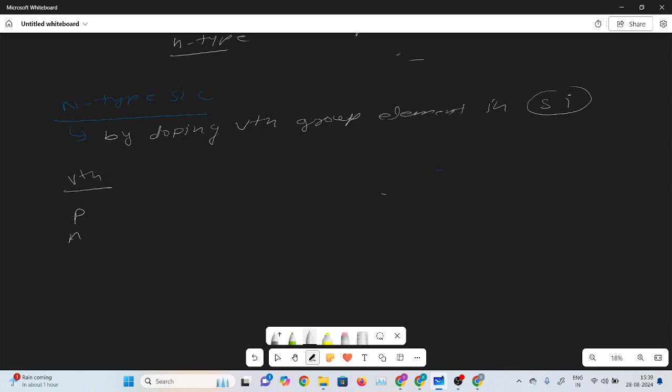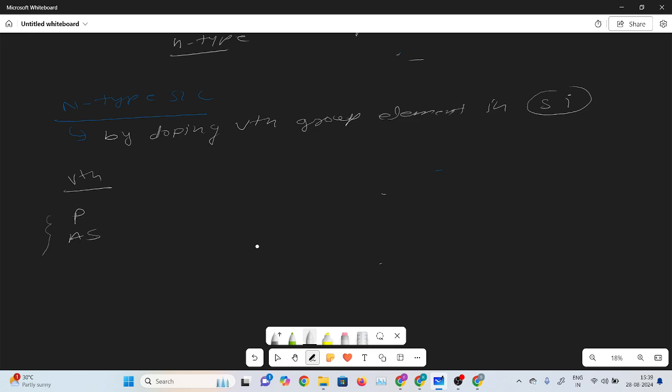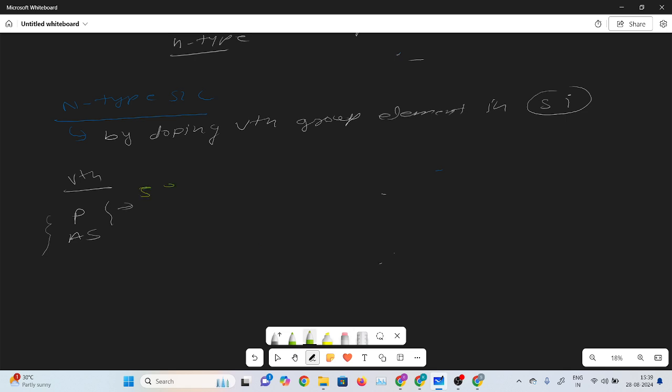The phosphorus and arsenic elements are also there. I am telling you, this is the best and most useful. Phosphorus and arsenic are fifth group elements. If this is a fifth group element, definitely it has five valence electrons. If five valence electrons are there, those electrons will contribute in the bond formation.